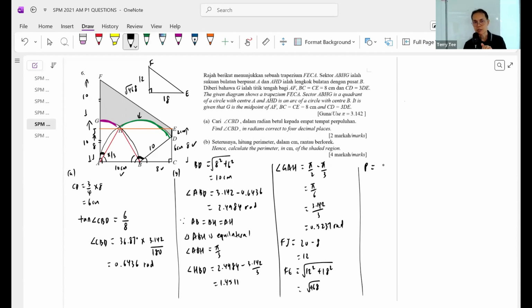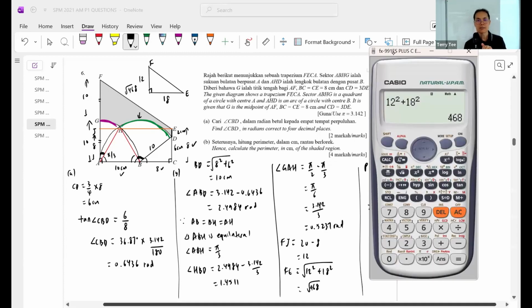So my perimeter consists of 10 plus the square root of 468 plus 2 plus, okay, the first arc is the green one. The radius is 10. What's your theta? Your theta is 1.4511. Then you plus the purple arc GH. The radius is 10. What's your theta? Pi over 6 or 0.5237.